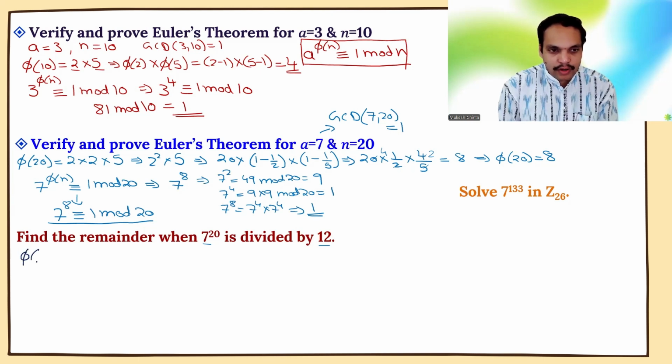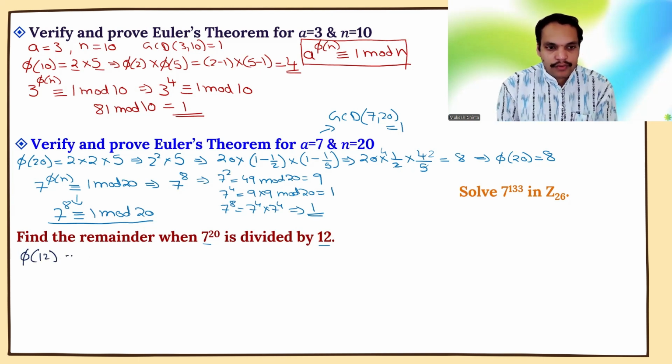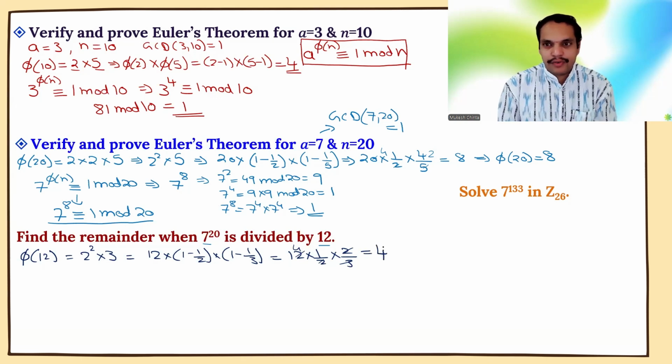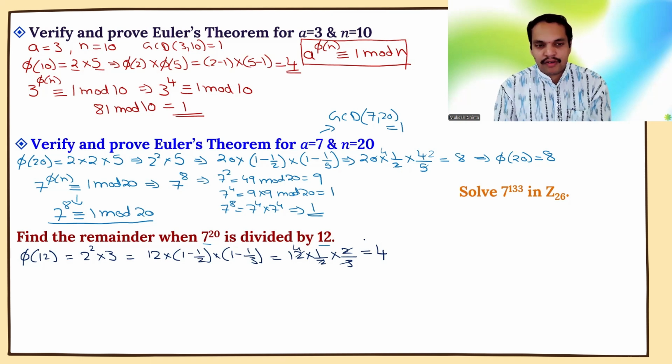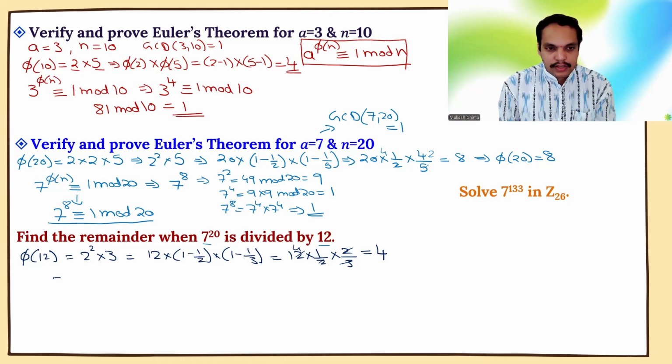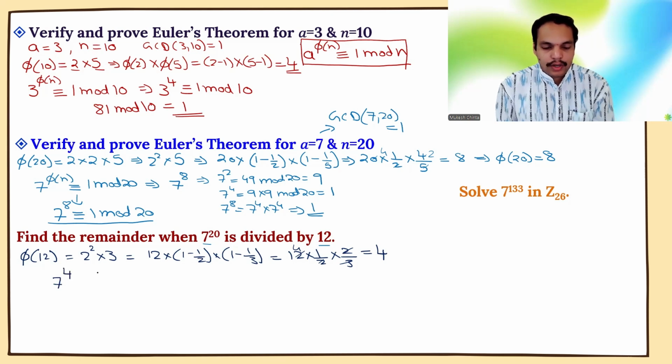You need to find out the psi of 12 here. So psi of 12 is 2 square 4 into 3, isn't it? So once again, I can find out 12 into 1 minus 1 by 2 into 1 minus 1 by 3, which tells me 12 into half into 2 by 3. So which equals 4. This is the way you calculate. If you know it, you can directly do these psi of n values for smaller numbers also. 4. So in that case, 7 power 4 should be equal to 1 mod 12.